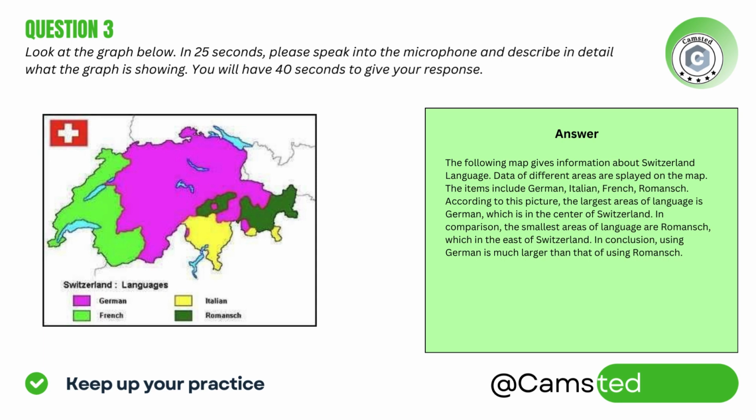In comparison, the smallest area of language is Romance, which is in the east of Switzerland. In conclusion, using German is much larger than using Romance.